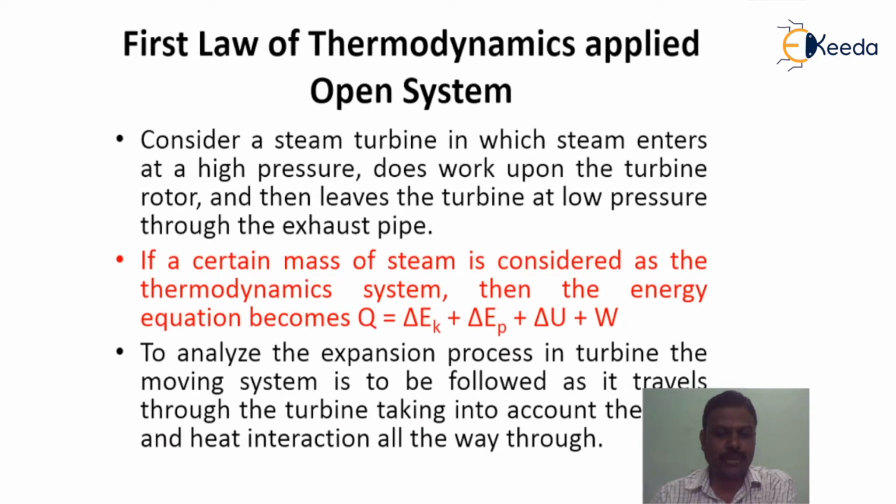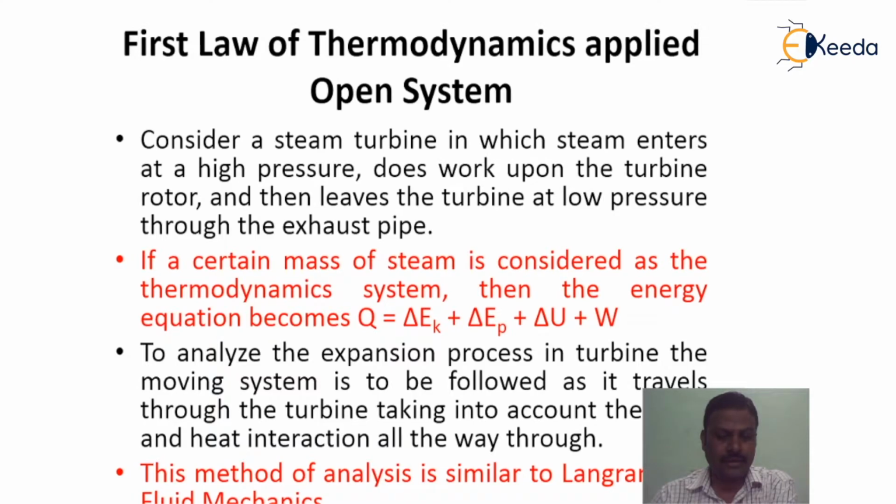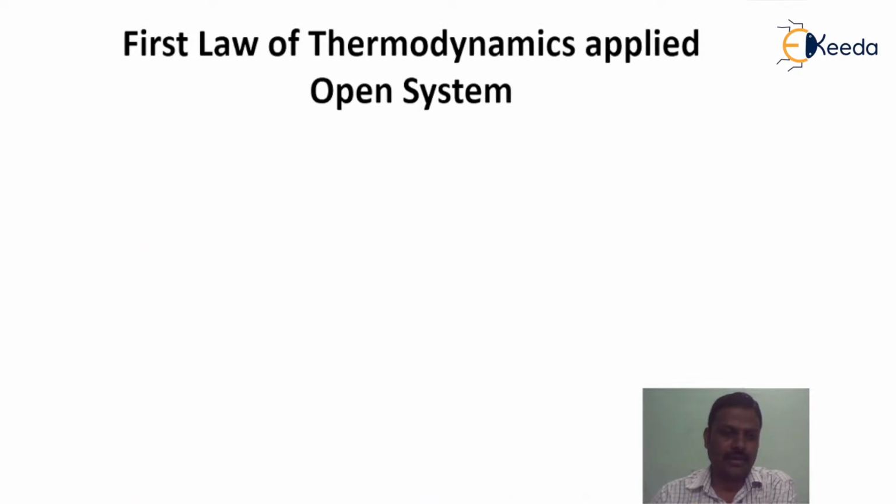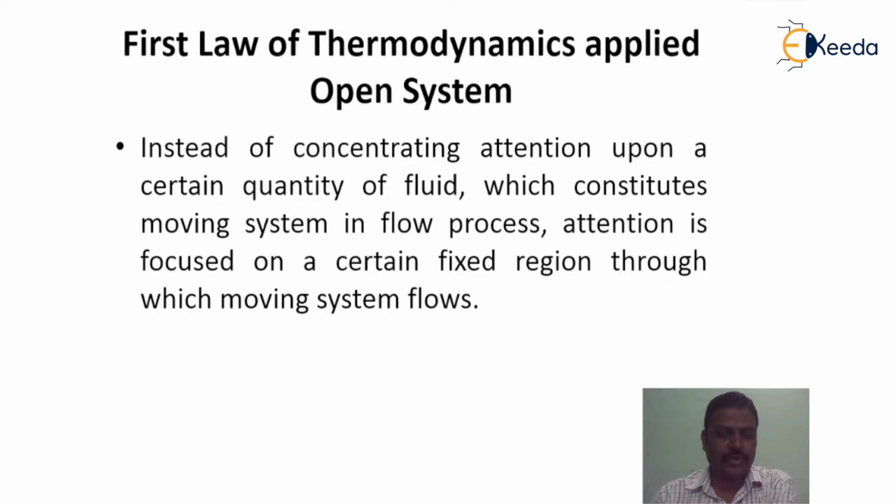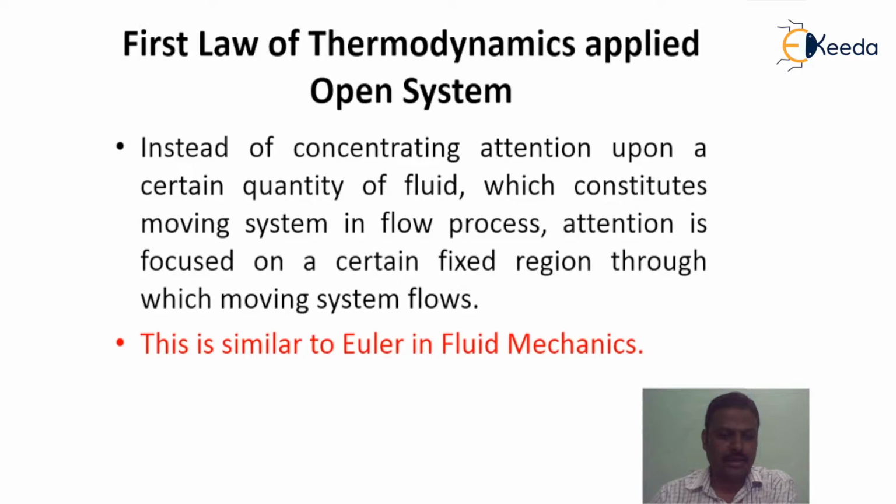To analyze the expansion process in the turbine, the moving system is to be followed as it travels through the turbine, taking into account the work and heat interactions all the way through. This method of analysis is similar to the Lagrange method in fluid mechanics. Instead of concentrating attention upon a certain quantity of fluid, which constitutes a moving system in a flow process, attention is focused on a certain fixed region through which the moving system flows. This is similar to the method of Euler in fluid mechanics.